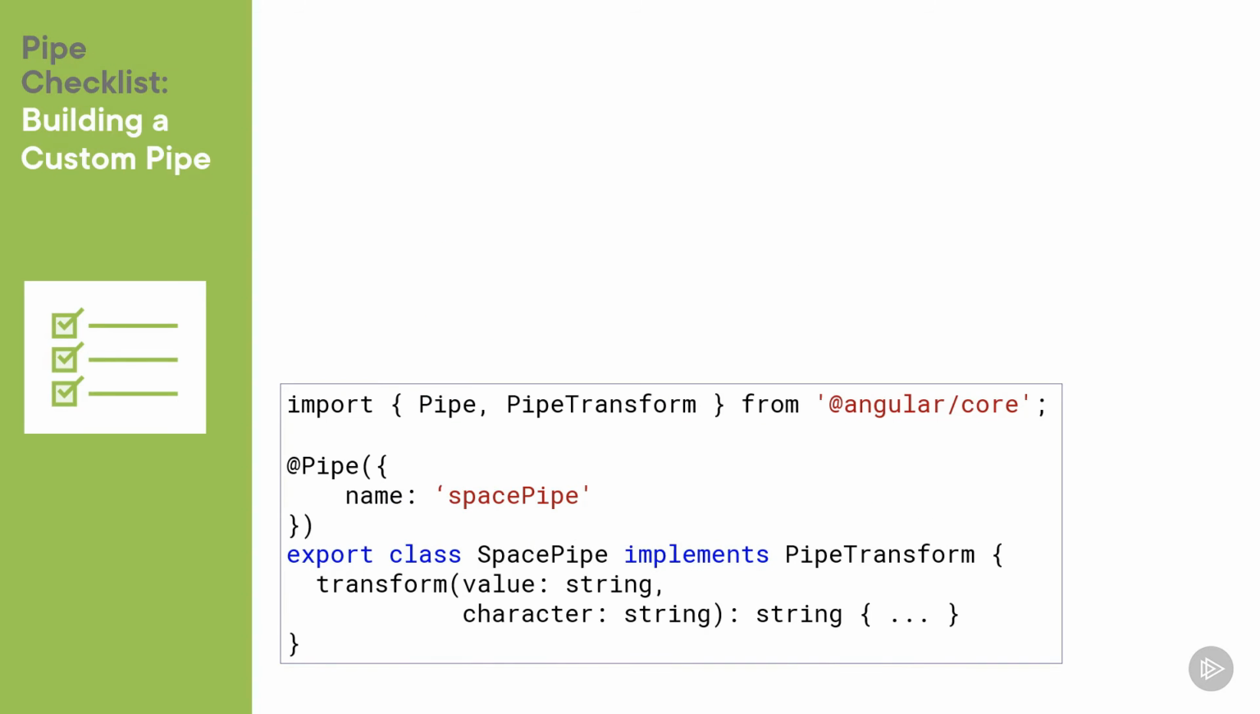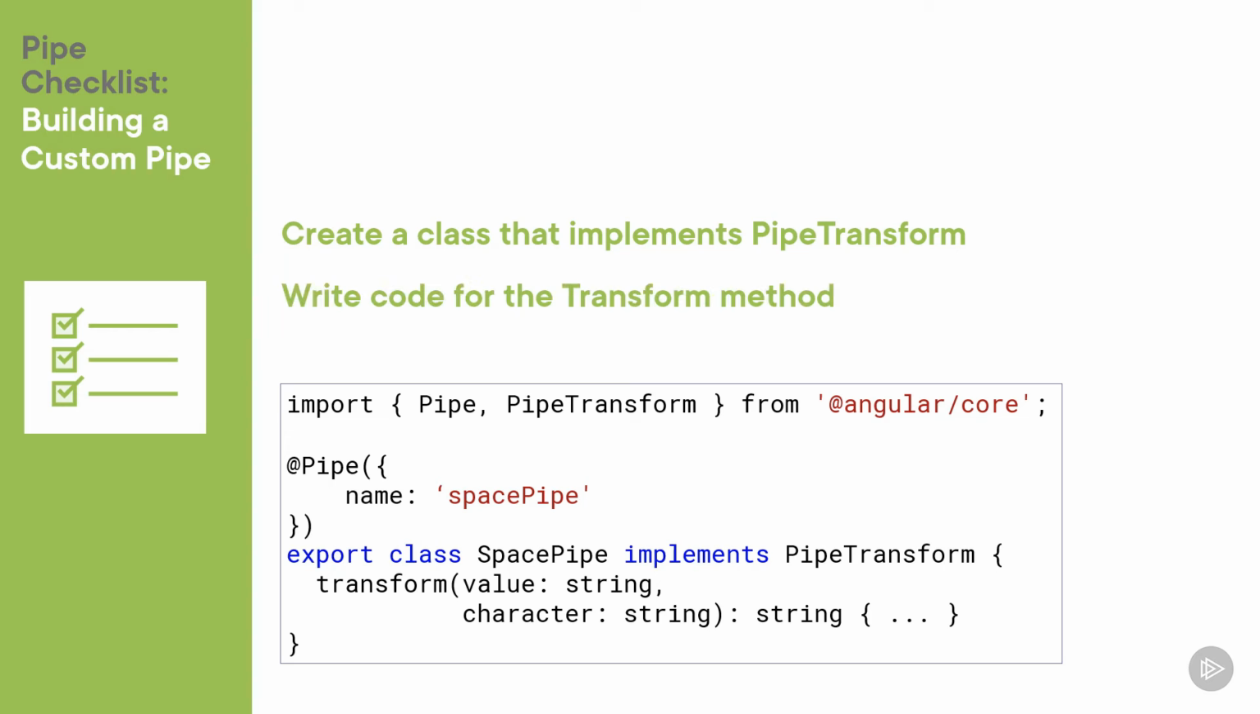To build a custom pipe, create a class that implements the pipe transform interface. This interface has one method, transform. Be sure to export the class so the pipe can be imported from other components. Write code in the transform method to perform the needed transformation, and decorate the class with the pipe decorator.